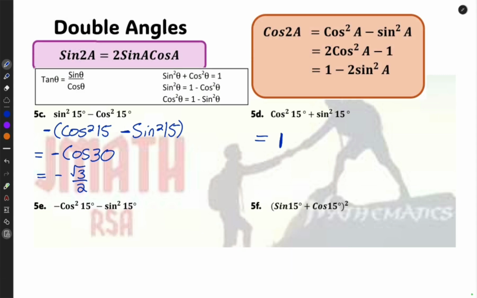Okay, question E, I never want a minus at the start of an expression. So if I can, I'm going to take it away. So in this case, I'm just going to take out a minus 1, and this then becomes cos squared 15 plus sine squared 15. And now you can see it's the previous one, and that just becomes minus 1 times 1. Answer is just minus 1.